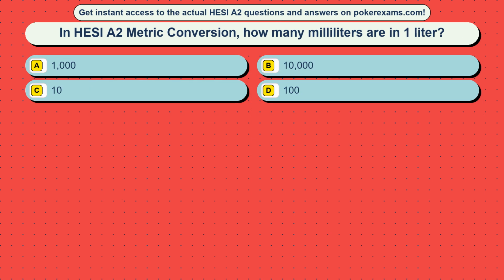Question 43. In HESI A2 metric conversion, how many milliliters are in 1 liter? Option A, 1000. Option B, 10,000. Option C, 10. Option D, 100.